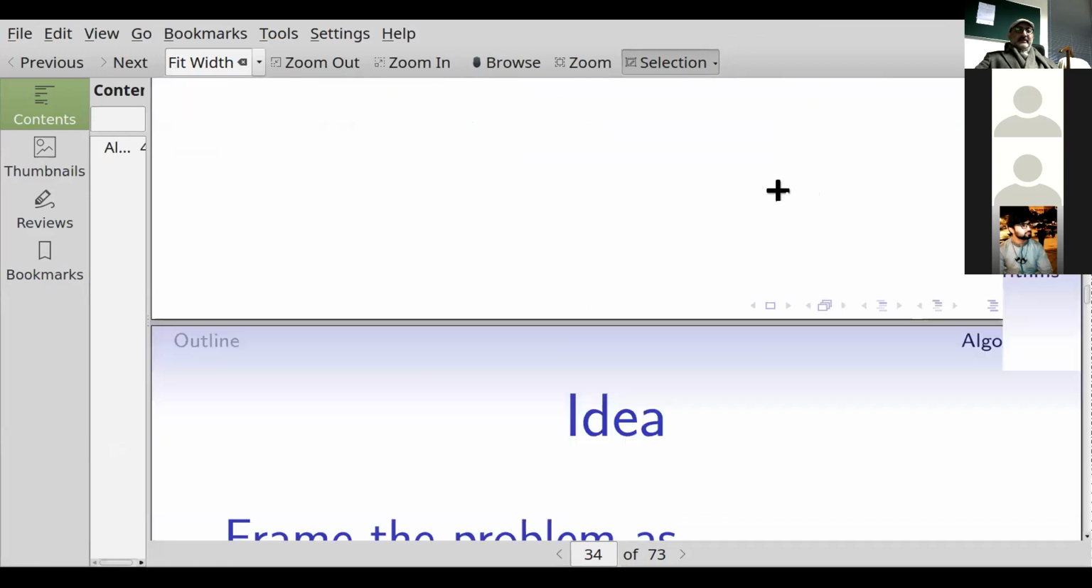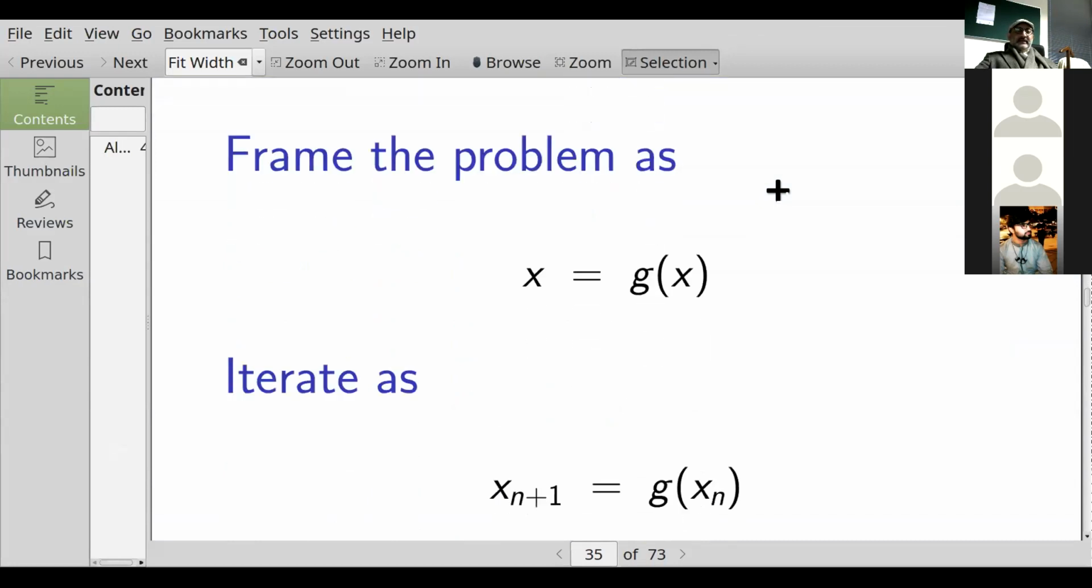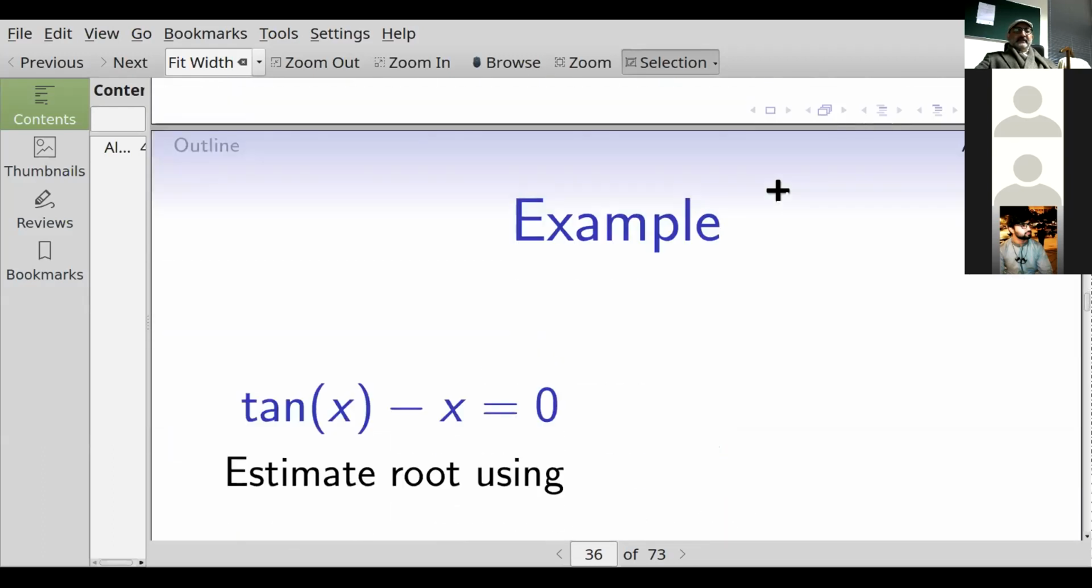All right, so fixed point iterations. The idea is that you frame the problem as x equals g of x, and you iterate as x sub n plus 1 equals g of x_n, where x_n is the nth estimate of your root. Okay. So for example, tangent of x minus x is equal to 0. I want to solve this. Now, how can I set this up as a fixed point iteration? How would I do that?